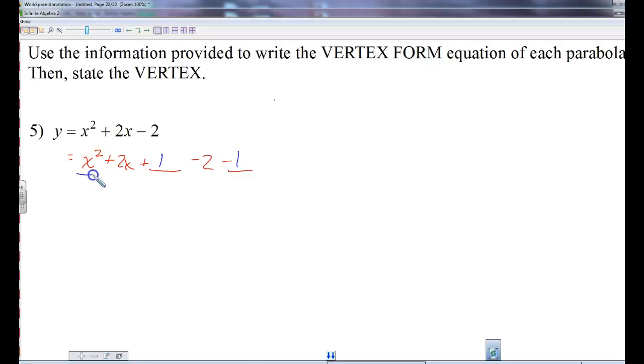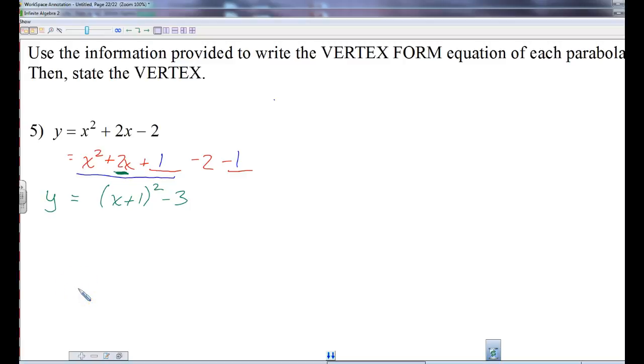This piece then makes a perfect square trinomial. So this will be x plus 1 squared. I get the 1 from right here, half of this number. x plus 1 squared, and then I have negative 2 minus 1 is negative 3. So there we go. It's now in vertex form.